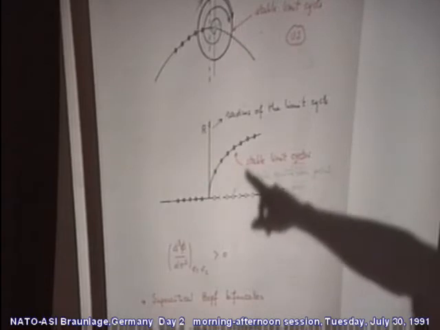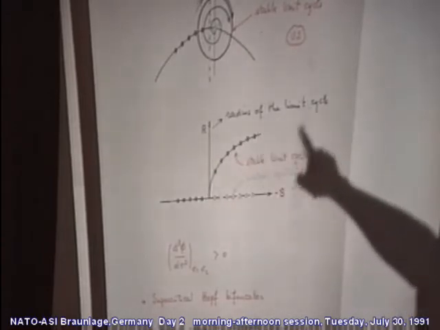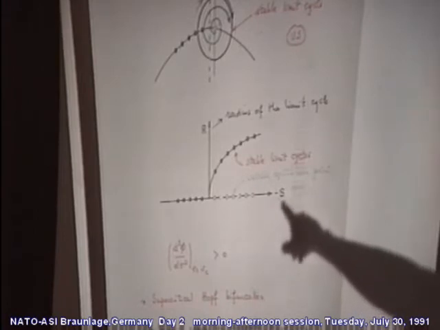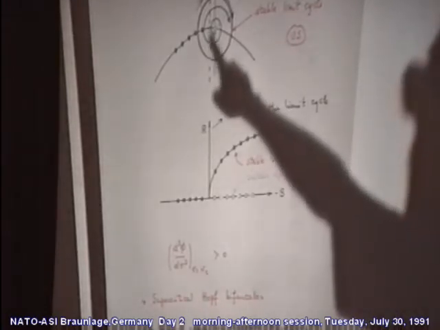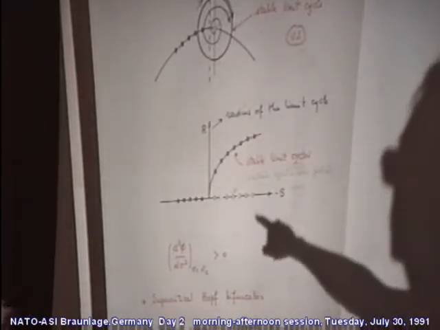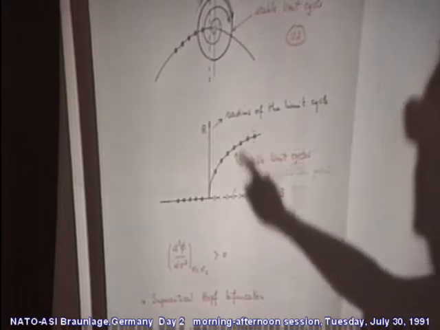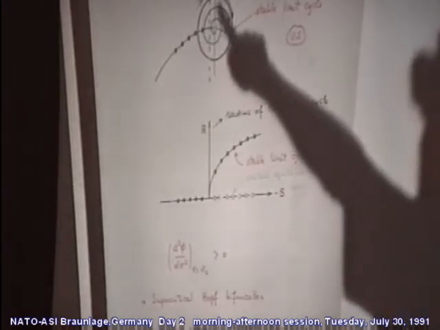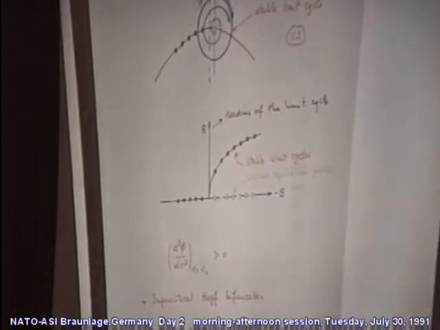And the radius of the limit cycle increases when minus S increases, that is, when the slope increases like this. When the slope increases, this quantity increases, and the radius of the limit cycle increases. A limit cycle like this, a circle, corresponds to a sinusoidal oscillation with a single frequency.